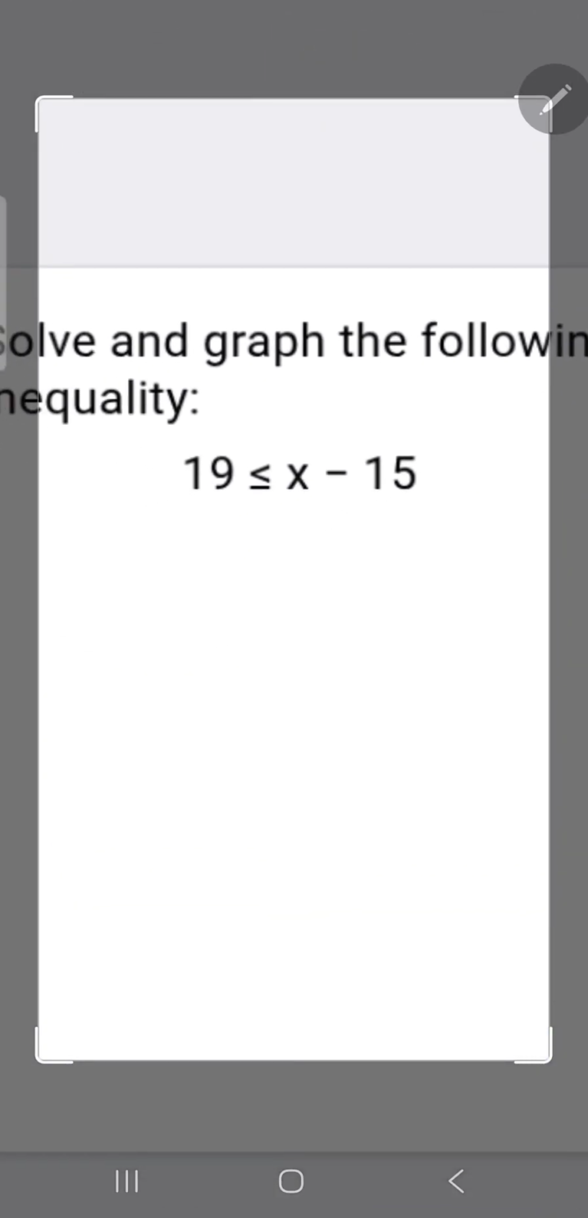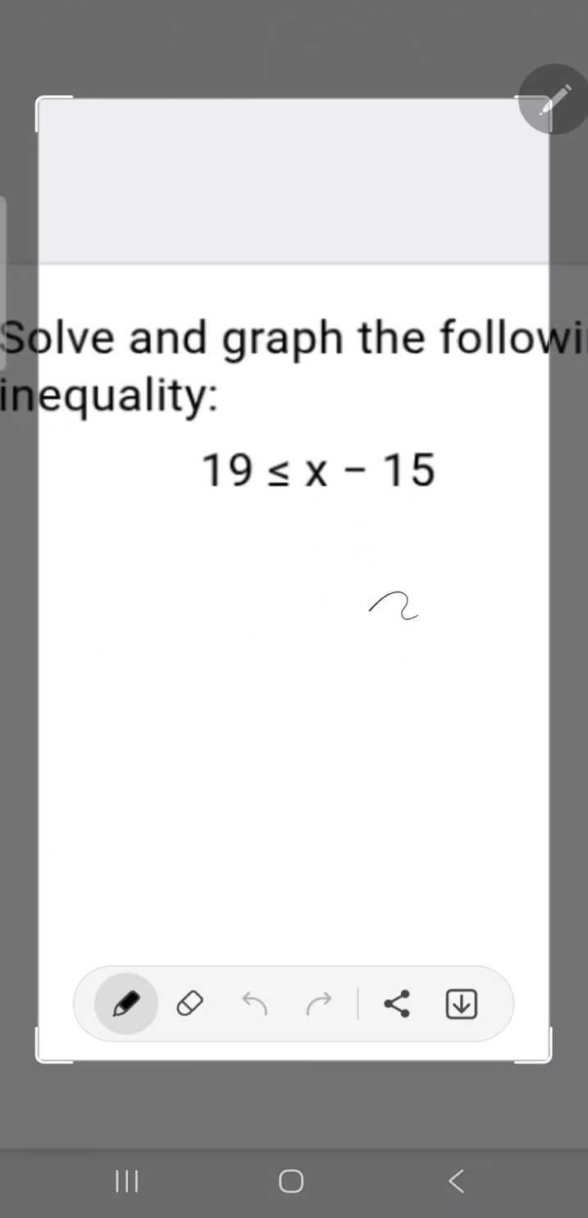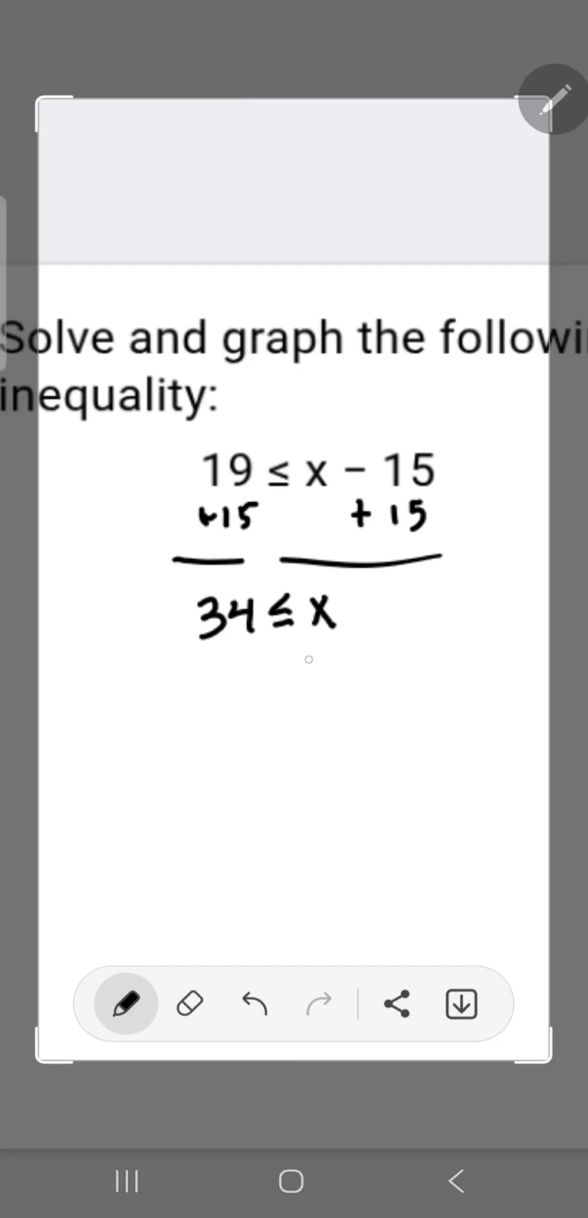These next two problems, the variable is on the right. I'm still going to follow my procedures of getting rid of the number that's next to the x, so I'm going to add 15 to both sides. And that comes out to 34. Keep the symbol the same, and x. A good practice is to put your variable on the left-hand side, and switch the inequality to go with it. That way when we graph it, we can use the arrow pointing to the right.